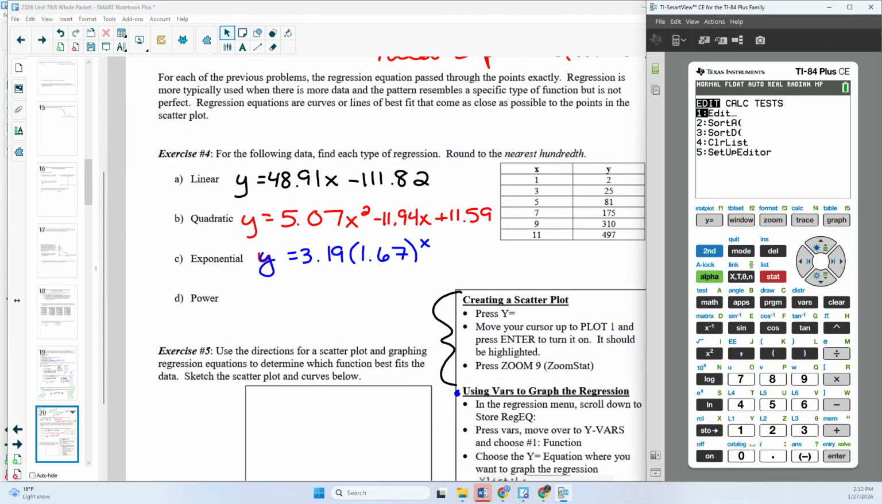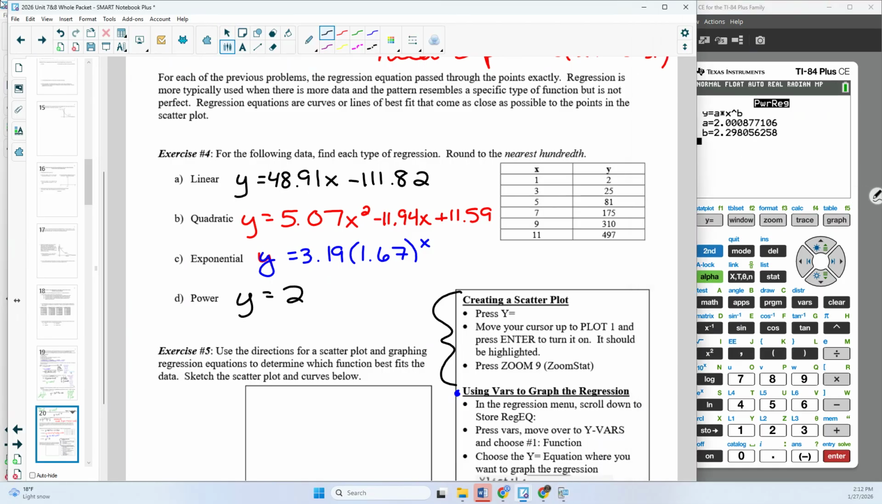And lastly, my power. So Stat, Calc, go up to A, and put this one in Y4. So my power function is y equals 2, rounds just to 2, times 2.30. Oh, that's wrong. I almost wrote an exponential equation. So we know our power function, and I can see that by the form they gave me, has to have the x as the base. And this is going to round to the 2.30. Now I have more exact answers in the y bars, right in my y menu, but that's basically what I can see.